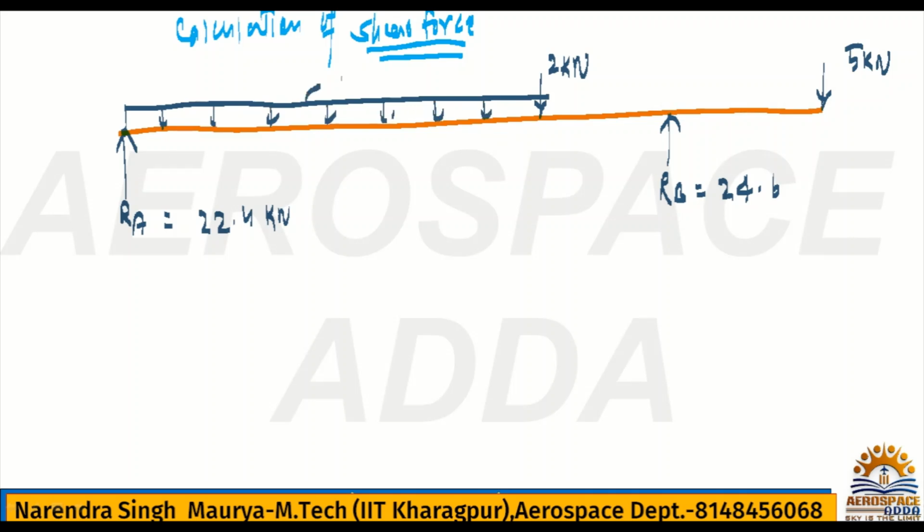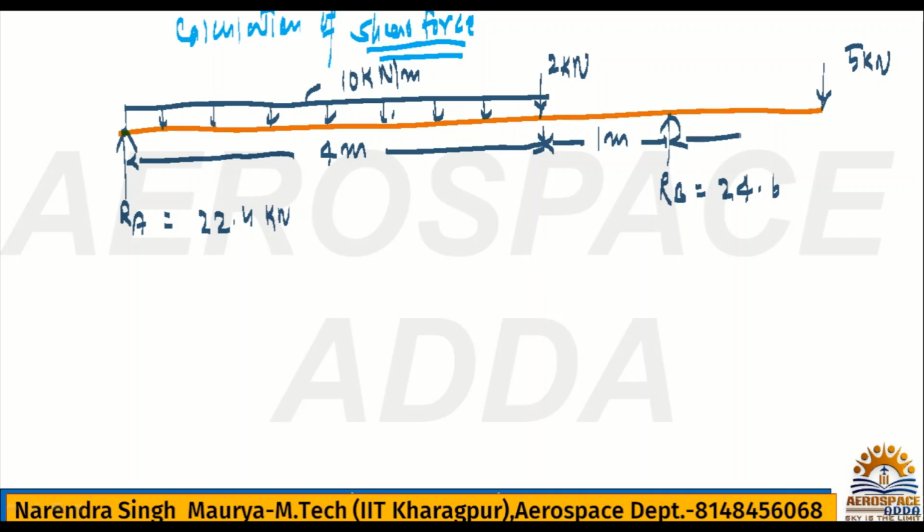And the intensity of UDL force is nothing but 2 kilonewton per meter. What is this distance? If you check, it's nothing but 4 meter. This distance is nothing but 1 meter. This distance is nothing but 2 meters.